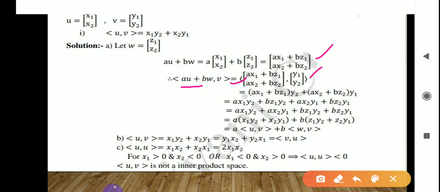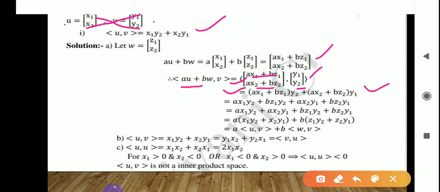Okay, now what is the inner product of u, v? How is it defined? x1 y2, meaning suppose u is this and v is this, then how is the inner product defined? The product of x1 and y2 plus the product of x2 and y1. Okay, so the same here, this ax1 plus bz1, its product will come with y2, that is this step: ax1 plus bz1 into y2 and plus ax2 plus bz2 into y1.